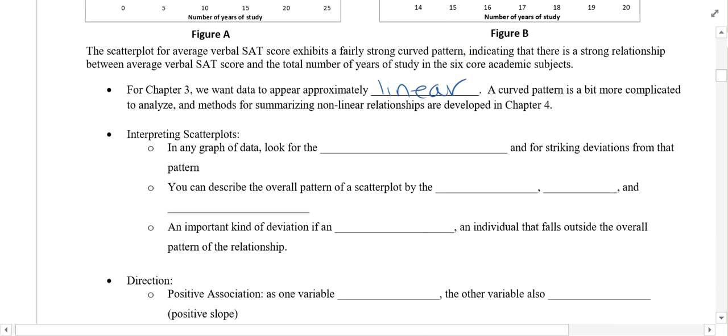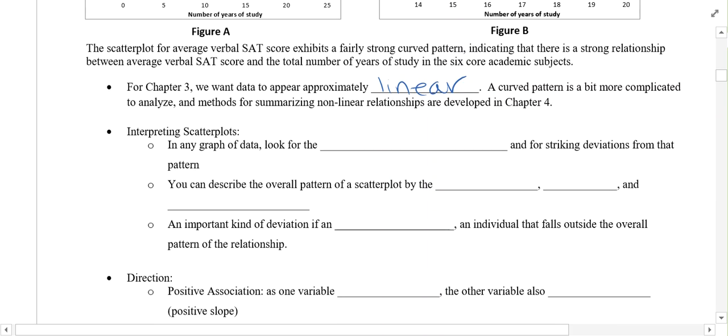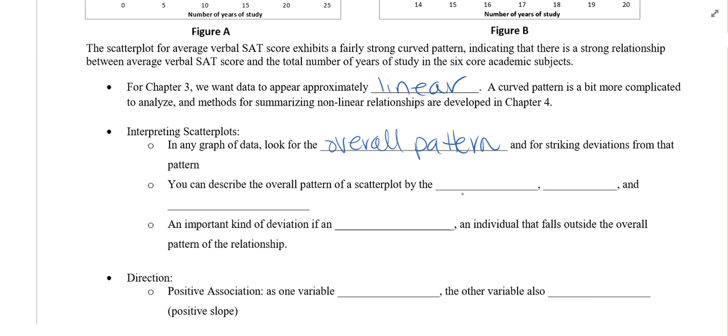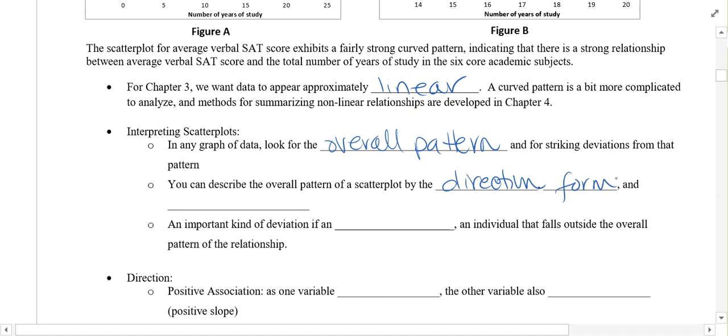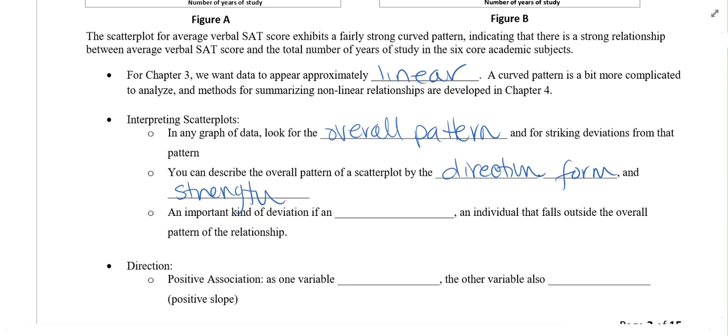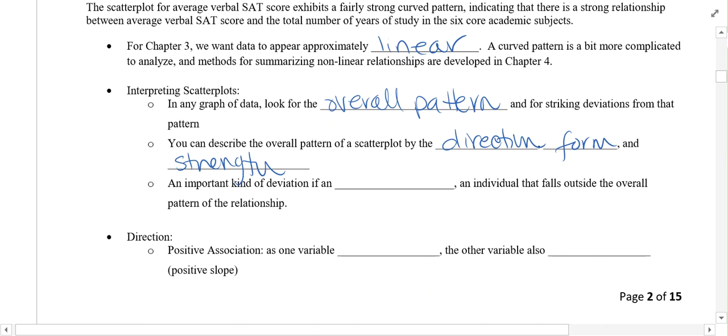When you're interpreting scatter plots, or any graph of data, you want to look at the overall pattern and for any striking deviations from that pattern. You can describe the overall pattern of a scatter plot by the direction, the form, and the strength. We're going to describe each one of those in detail. So there's three things: the direction, the form, and the strength of the relationship. And then an important kind of deviation is an outlier. In scatter plots, an outlier is an individual that falls outside the overall pattern of the relationship.